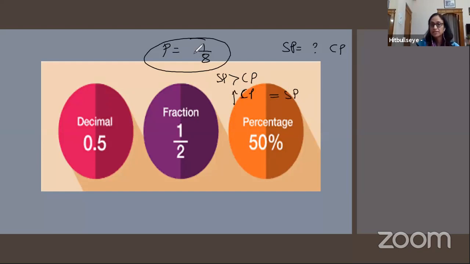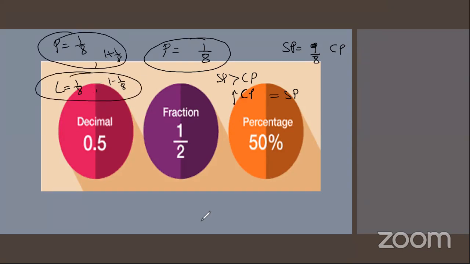When you're increasing something, it is divided by 8. Yeah, so it has to be 9 by 8. Why? Because you are increasing something. So now just remember the shortcut. Whenever it is profit, the fill in the blank will be 1 plus this. Whenever it is loss, the fill in the blank will be 1 minus this. This much is easy.